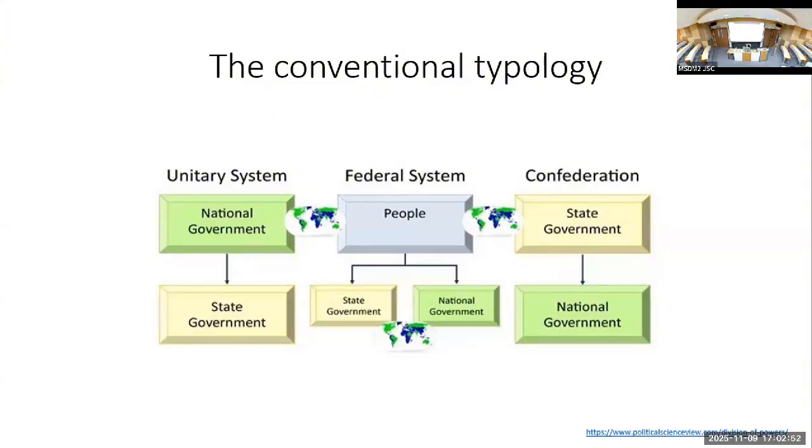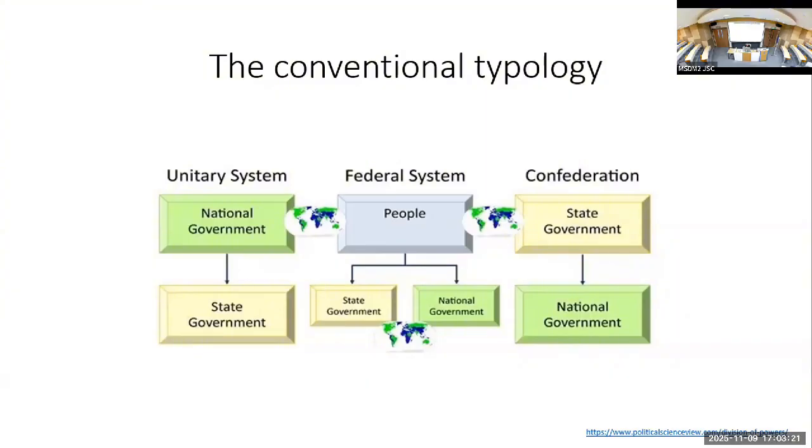And this is where you would often have intergovernmental conflict, because that confederation would have the same thing, but over here, because for nation state, we basically have unitary system and federal system. So federal system should be more prone to have intergovernmental conflicts. However, this was the conventional typology.